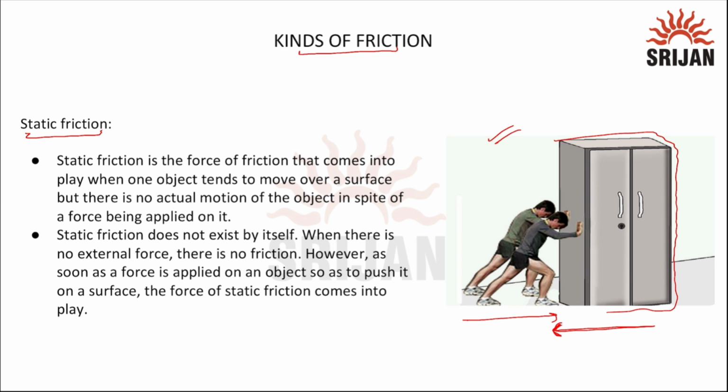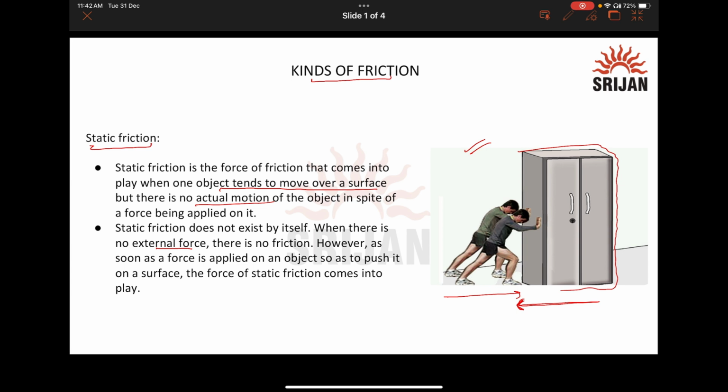So static friction is the force of friction that comes into play when one object tends to move over a surface, but there is no actual motion. Initially, there was no actual motion, even though these two boys were applying force. It will not exist if these two boys are not applying force on this almirah. The static friction will act only once they start applying force.